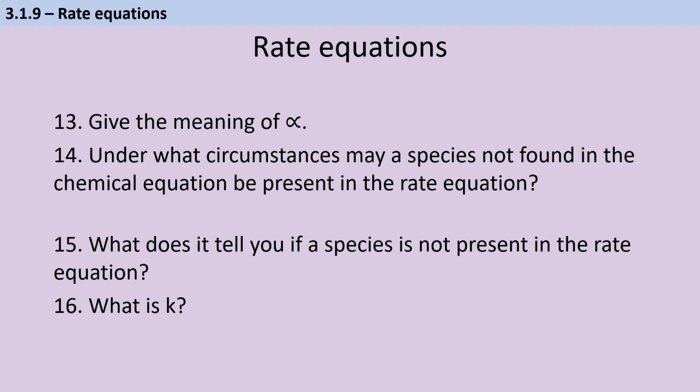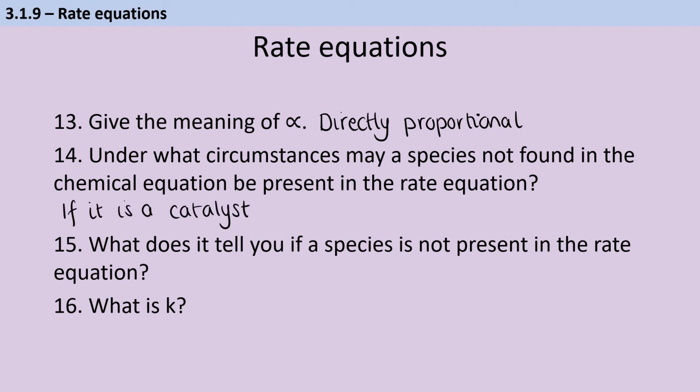This symbol here means directly proportional. In other words, as one thing doubles, the thing you're comparing it to also doubles. You might find a catalyst present in the rate equation, which wouldn't be in the chemical equation because it's not actually being used up, it's not making a new chemical, but it is affecting the rate of reaction. If a species isn't present in the rate equation, it's because it doesn't affect the rate of reaction. In other words, it's 0th order.